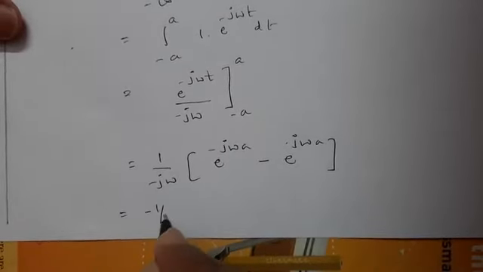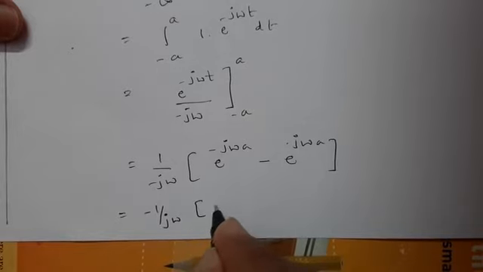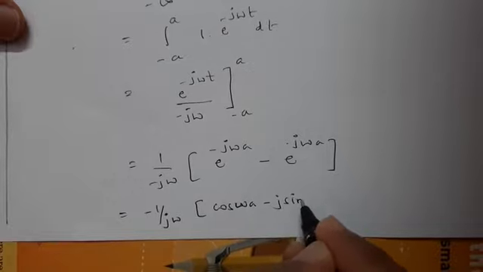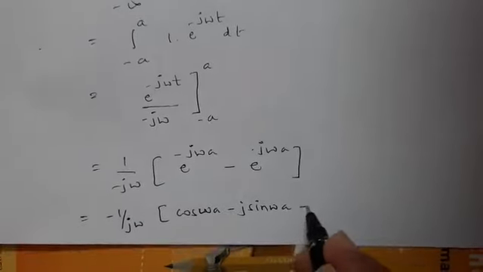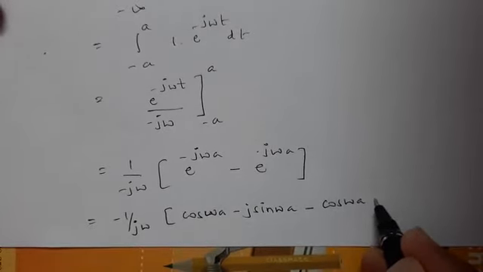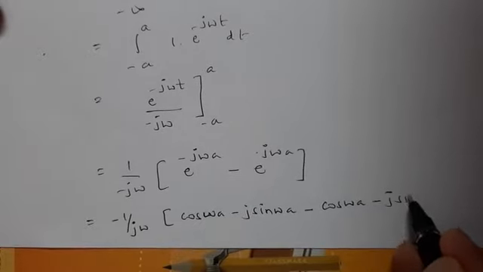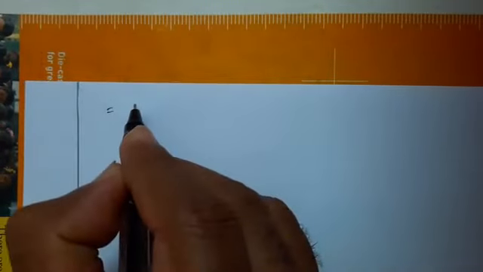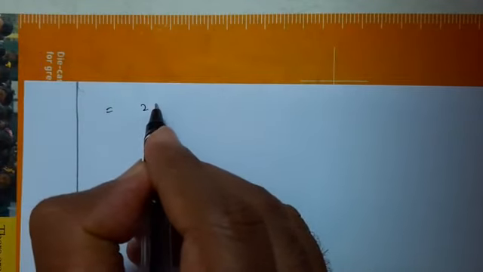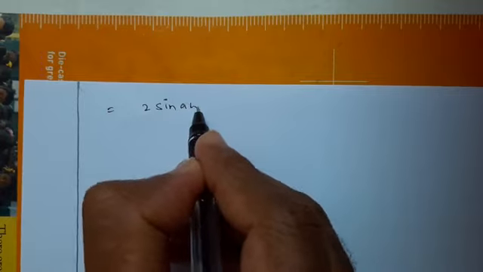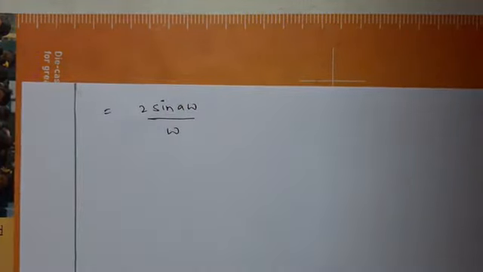It is minus 1 by j omega, cos omega a minus j sin omega a minus e to the power j omega a, which is cos omega a plus j sin omega a. Which comes out to be minus of minus, it becomes plus, and you have 2 sin a omega, with a omega left out.